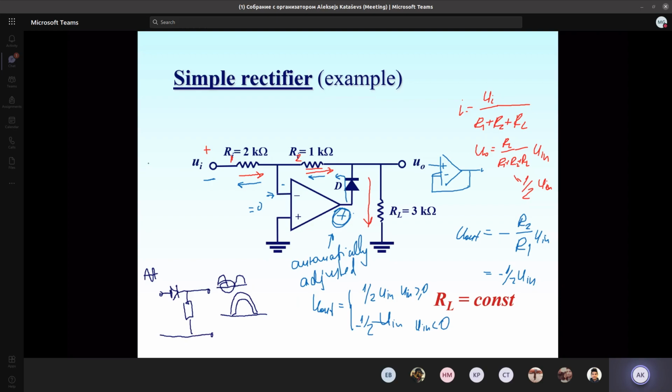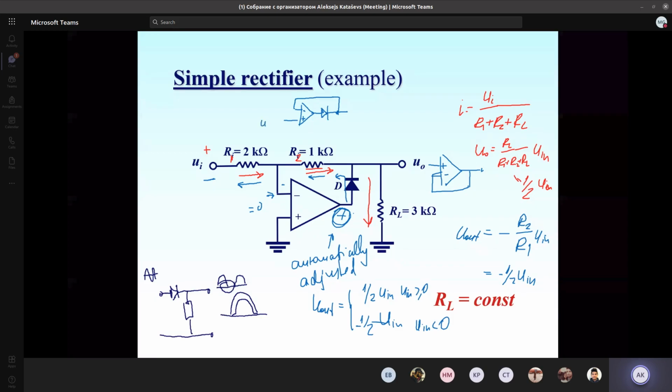Speaking about diodes, probably going forward a little bit. There is such a circuit for the diode, plus and minus, and I have the diode included here. So what it actually is, is a follower. It's actually a follower when the diode is included in the feedback.